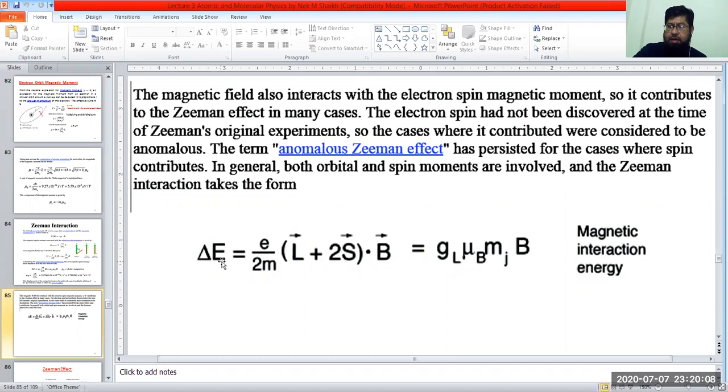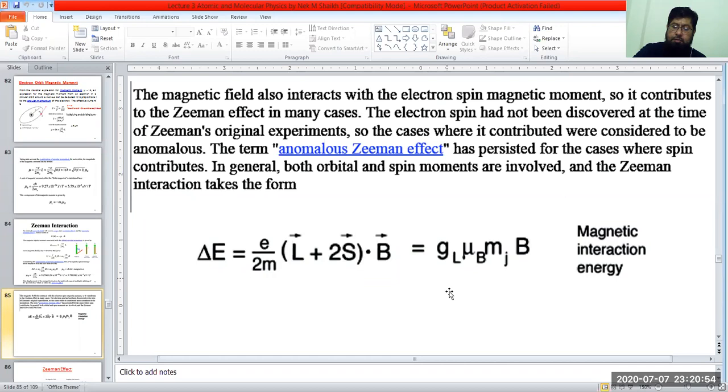But if we are considering the spin, this 2s means spin has two possibilities, either spin up or spin down. So if we consider the two spin here, 2s, then we have both properties, orbital angular momentum and spin, and both properties give you J. So here we have a term MJ, not ML. So this J includes both spin and orbital motion. Therefore, this Zeeman effect splitting is known as the anomalous Zeeman effect.